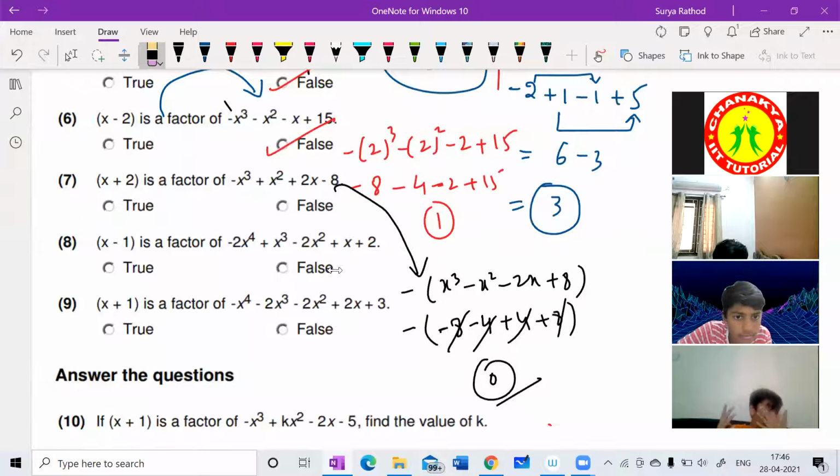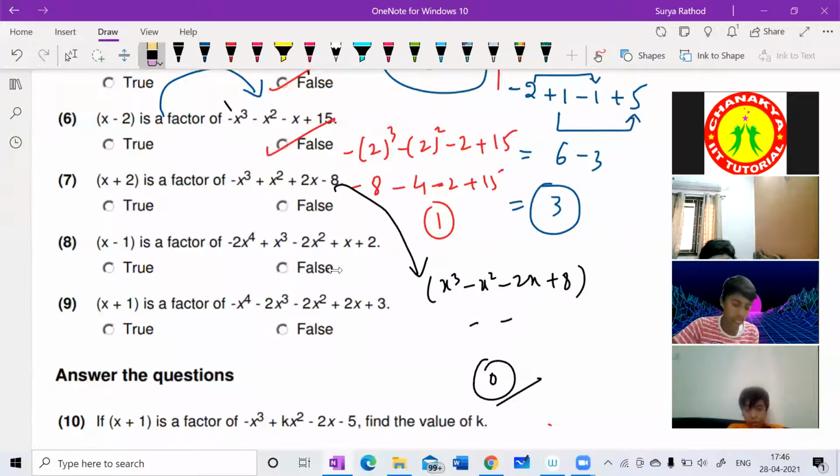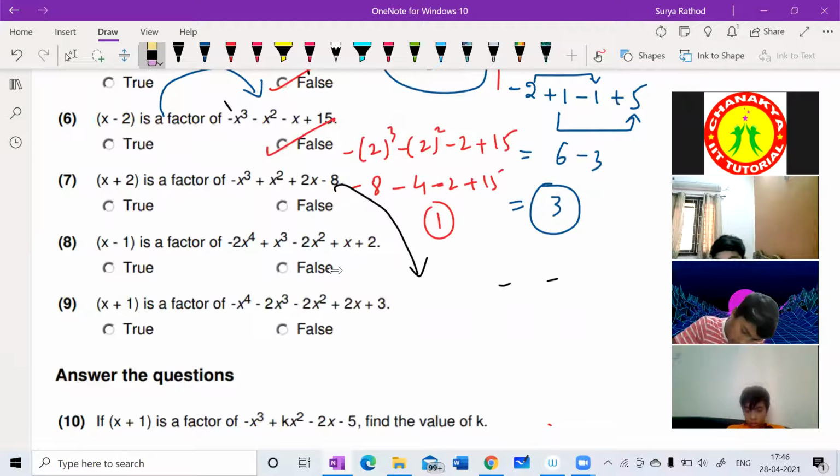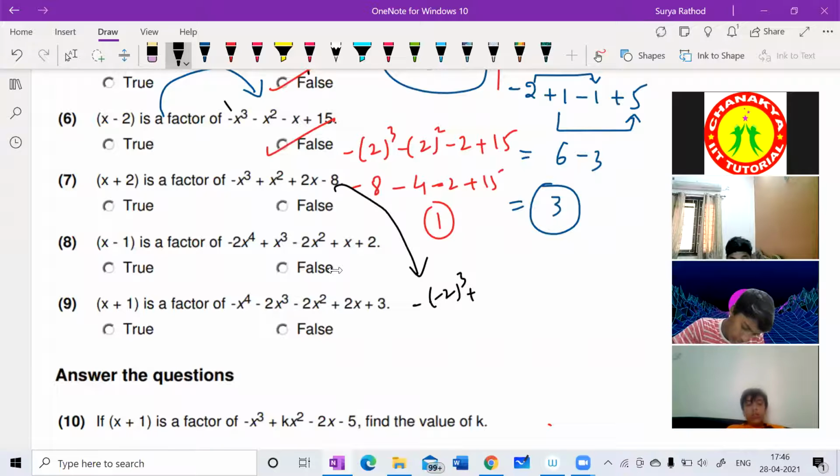Seventh one, did we make any mistake here? Not at all, sir. One second. Did we make any mistake? Oh, x is equal to minus 2, right? x is minus 2, substitute minus 2. Plus 2 into minus 2, minus 8.